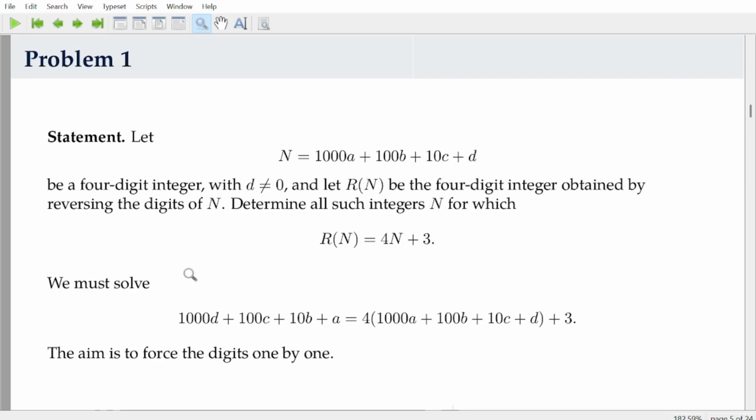But we're going to have to look at the digits one by one. Ultimately what we're trying to do here is just force the digits of our number to be specific things and see what we get with that.